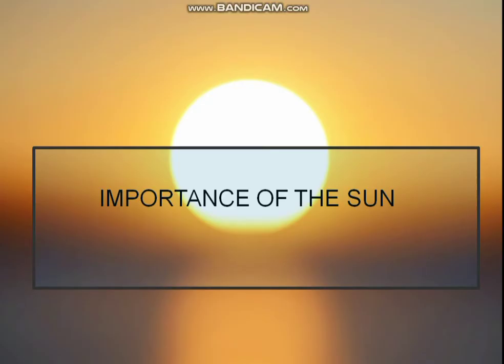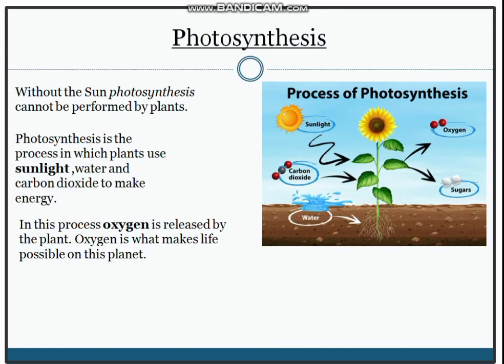Next, we will learn about the importance of the sun. The sun has a lot of importance to Earth and humans. One of them is photosynthesis. Without the sun, photosynthesis cannot be performed by plants. Photosynthesis is the process in which plants use sunlight, water, and carbon dioxide to make energy. In this process, oxygen is released by the plant. Without the sun, photosynthesis cannot occur, and because of this, oxygen cannot be released, and oxygen is what makes life possible on this planet. So without the sun, all life on Earth will probably go extinct.